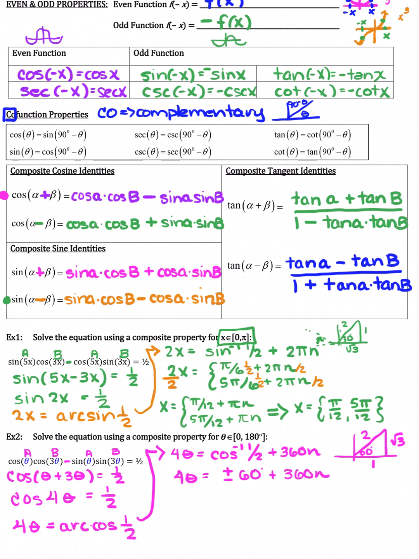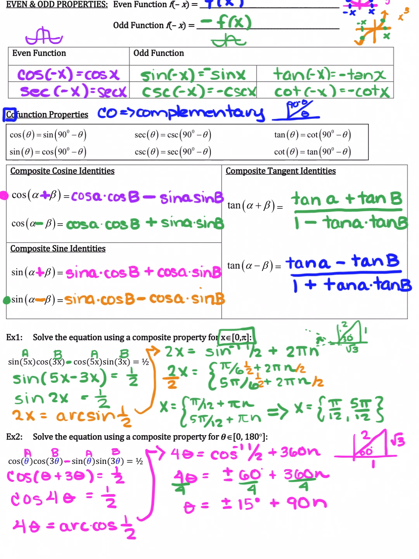And now we do have to divide by 4 everywhere. So that tells me my general solution is going to be theta equals plus or minus 15 degrees plus 360 divided by 4 is 90. That's my general solution. We want everything up to 180.